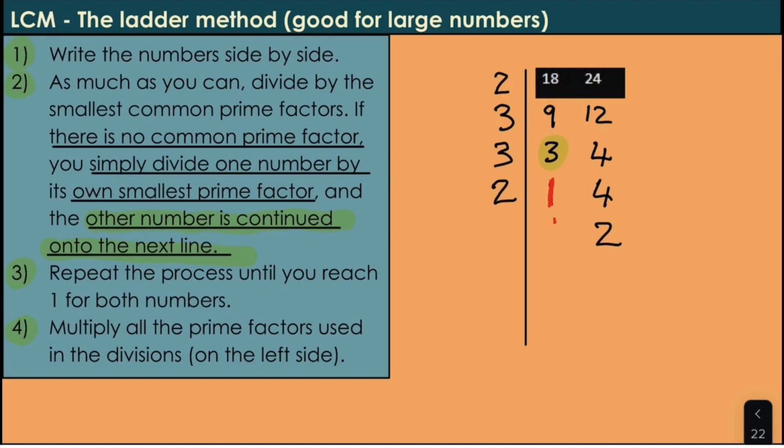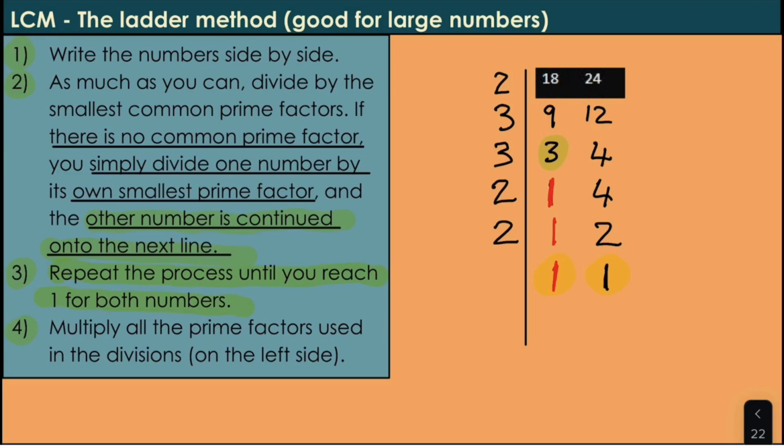The 1 continues down, and that black 2 can again be divided by 2, and I get a 1, and the red 1 continues down. So we have a 1 and a 1. We are finished the process. So this is step number 3. Repeat the process until you reach 1 for both numbers.